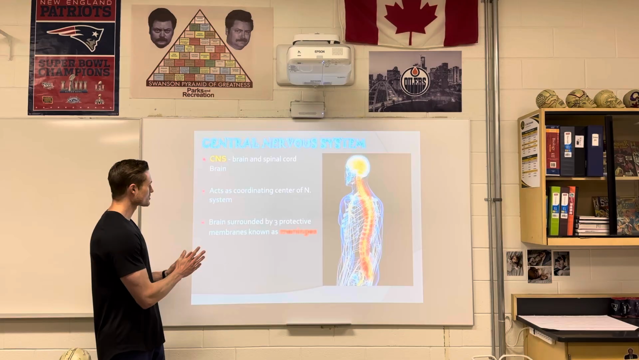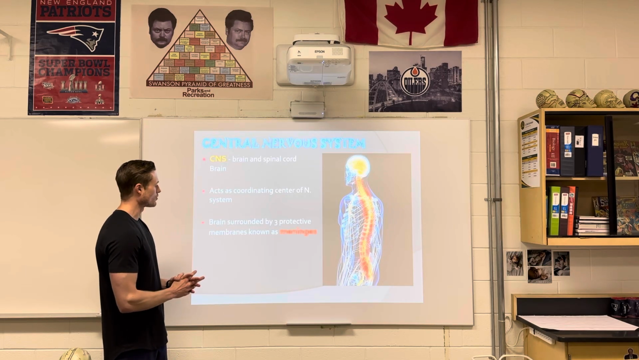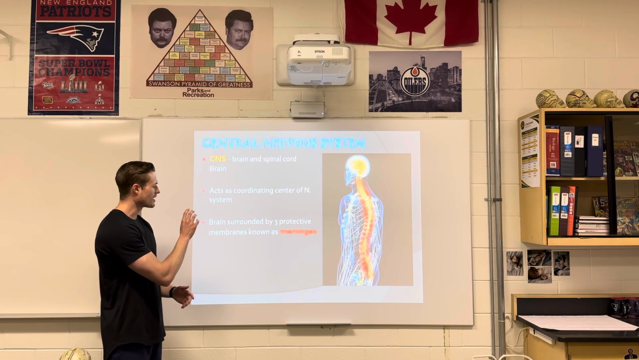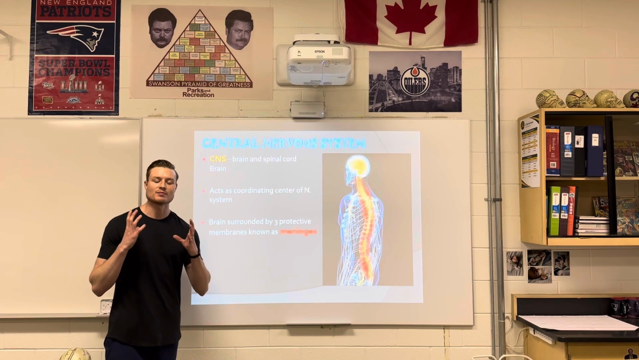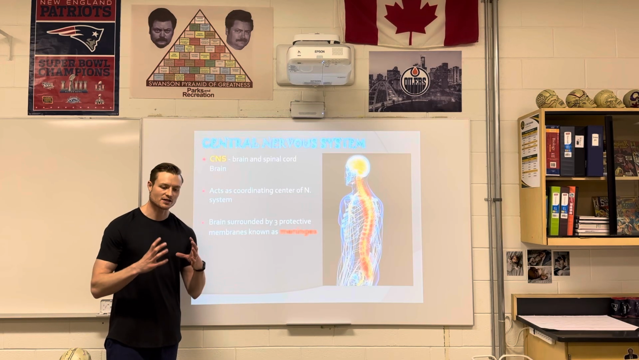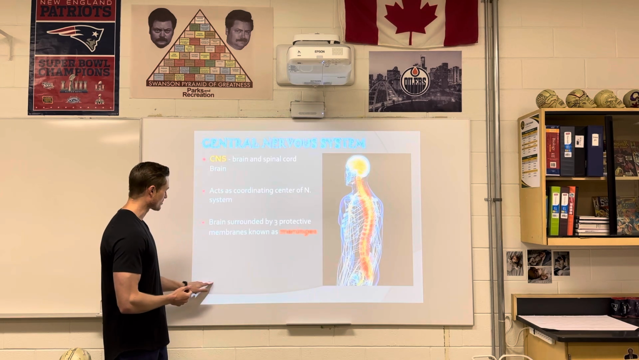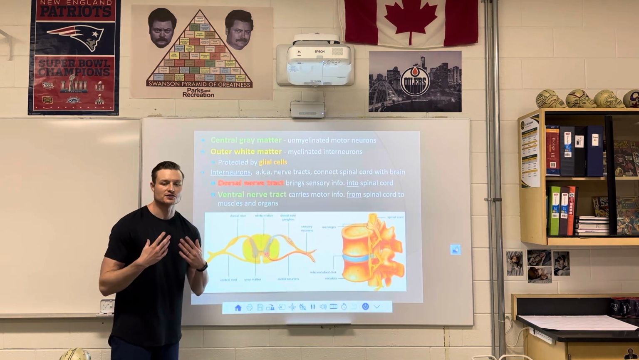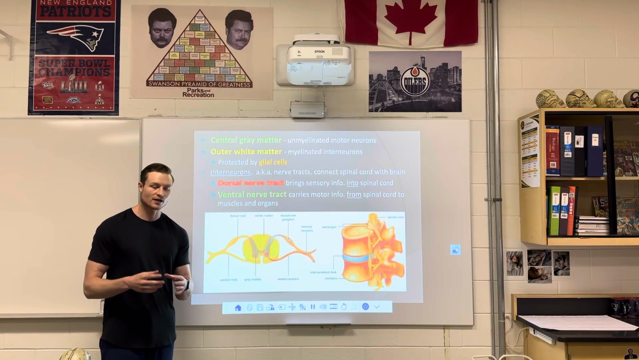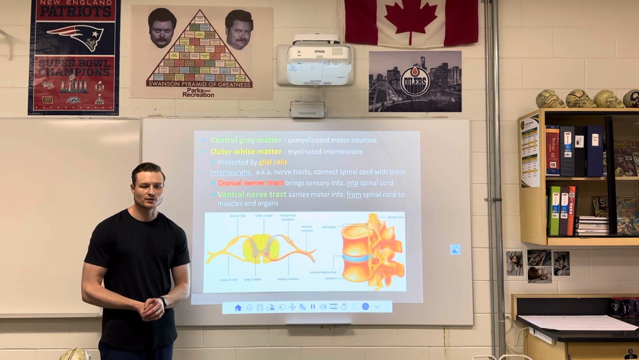Now, when we look at your central nervous system as a whole, your brain is surrounded by 3 protective membranes. It's also surrounded by fluid and it's also surrounded by a skull. A lot of protection around that brain. Your spinal cord also has a lot of protection as well. So there's some membranes, there's your vertebrae, and there's also the cerebrospinal fluid.